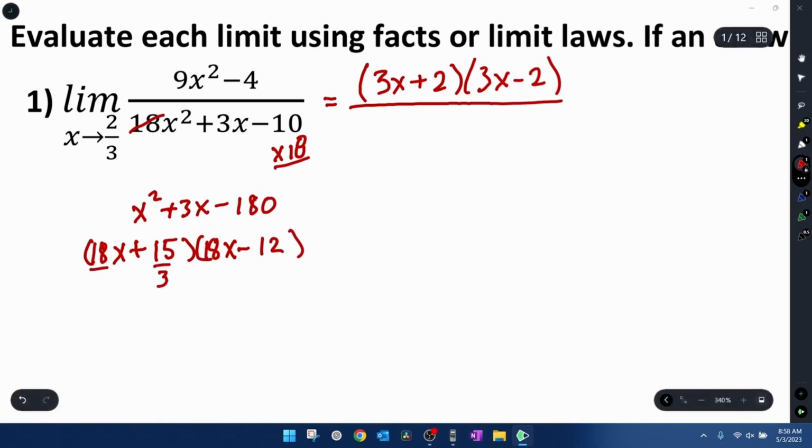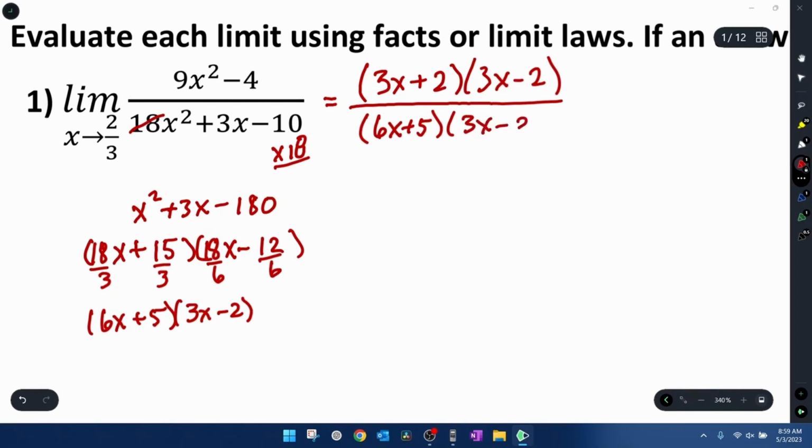18 and 15 reduced by 3, 18 and 12 reduced by 6, and that's going to give us 6x plus 5, and on the other one we're going to have 3x minus 2. And so that's how this trinomial is going to factor: 6x plus 5, 3x minus 2. Now we can see that we do have a common factor that we can eliminate, and that's going to simplify the rational expression to 3x plus 2 over 6x plus 5.